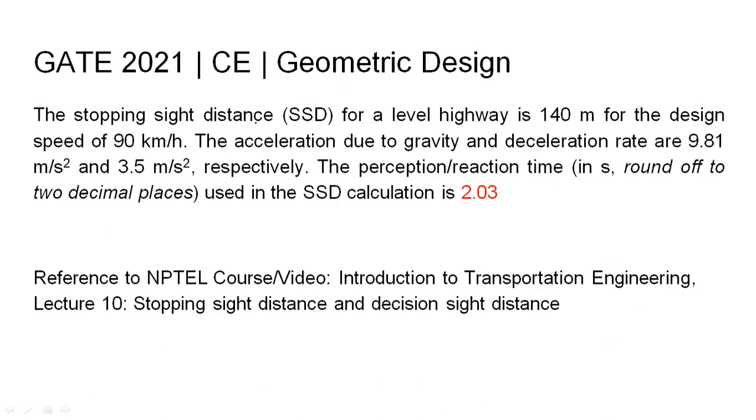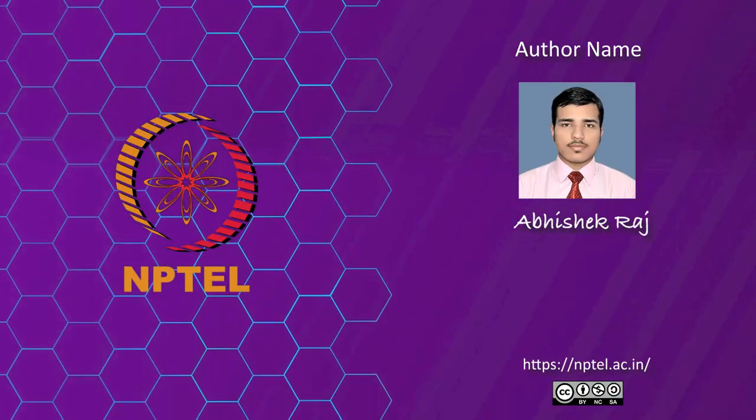So the stopping sight distance for a level highway, whose gradient is 0, was given as 140 meters, along with the design speed and deceleration rate, and the acceleration due to gravity was also given. The reaction time was found out to be 2.03 seconds. The relevant NPTEL reference has been cited here.